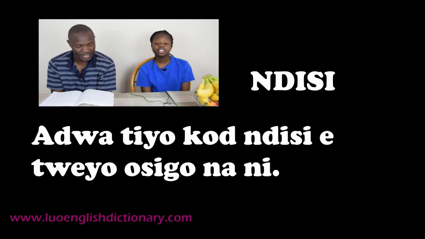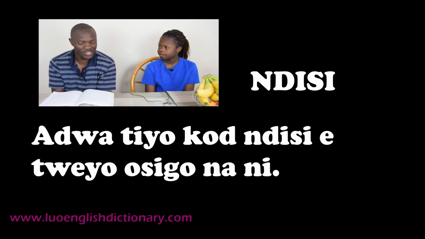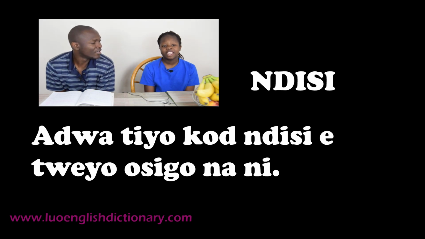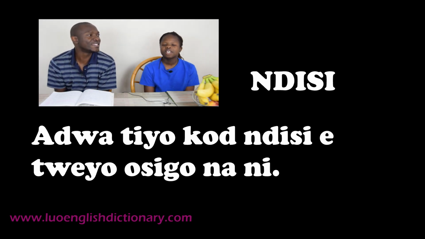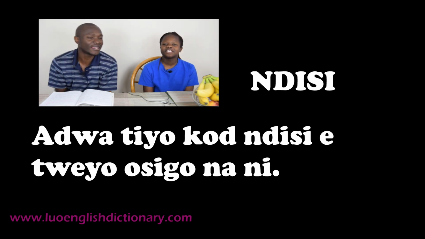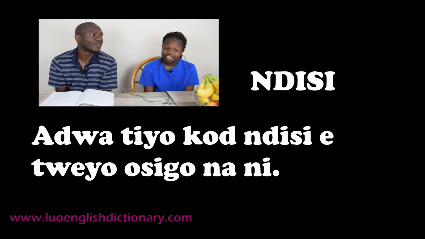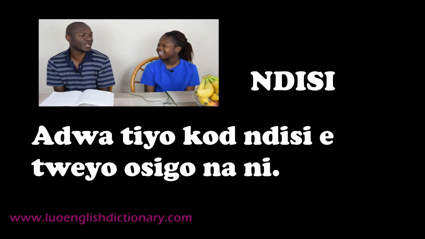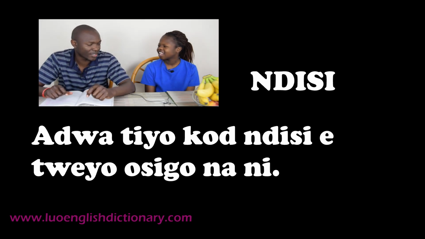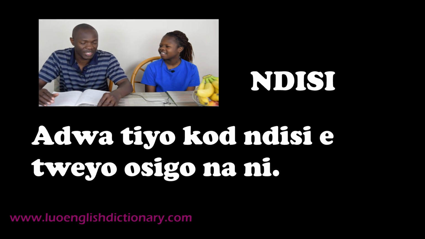Ndisi is a creeping plant. Adwa tiyo kod ndisi. Etweyo osigo nani. So this is a creeping plant that can be used for tying, like a rope. So someone is saying, I want to use this plant for tying this luggage.